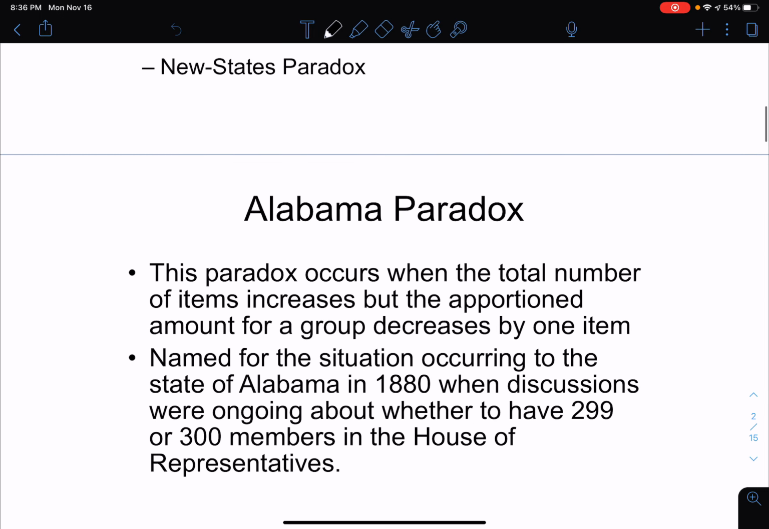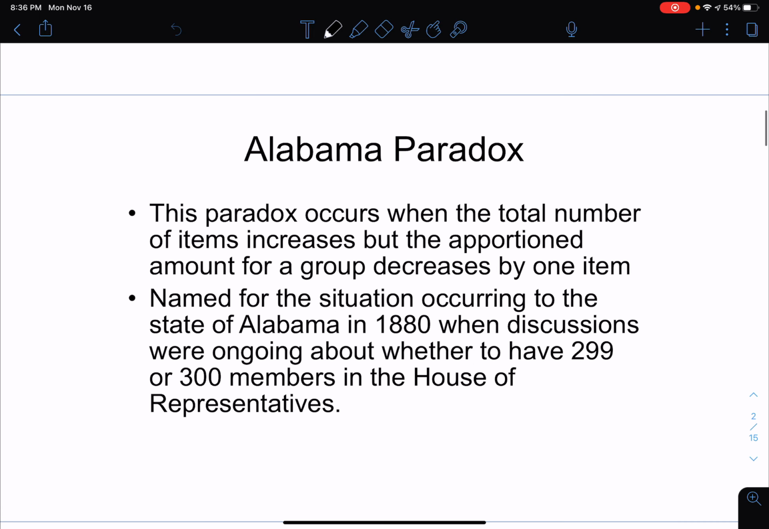So for the first one, the Alabama paradox, let's talk about what it is, and then let's look at an example where it happens. This paradox occurs when the total number of items increases, but somehow one of the groups loses an item. You would think if the total number of items being passed out goes up, then at the very least everybody should just keep their original apportionment. But somehow a group ends up losing one item.